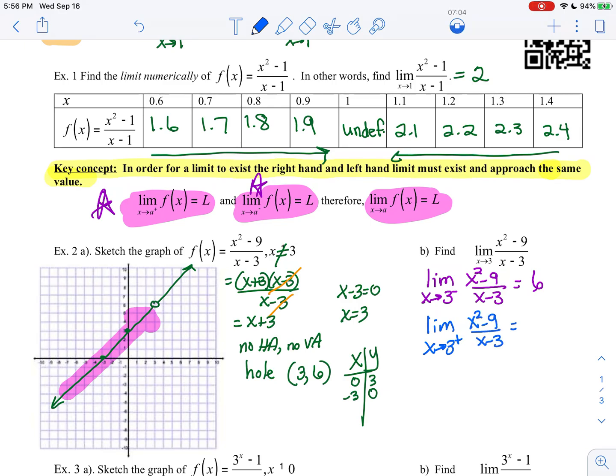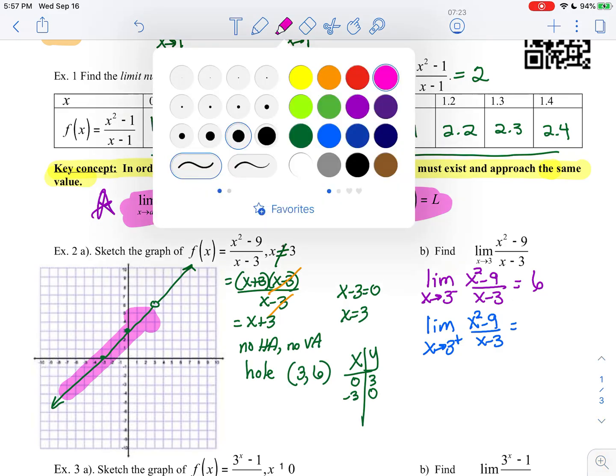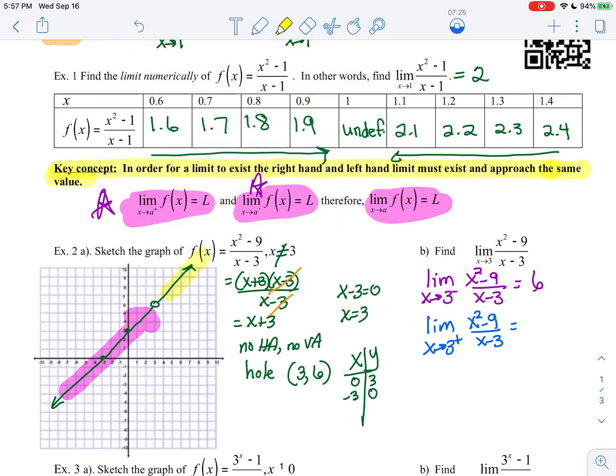So I have the limit as x approaches 3 from the right of x squared minus 9 over x minus 3. And if I'm coming in from the right, let me change colors. So if I'm coming in this way, what is that intended height? Hey, that's also 6.